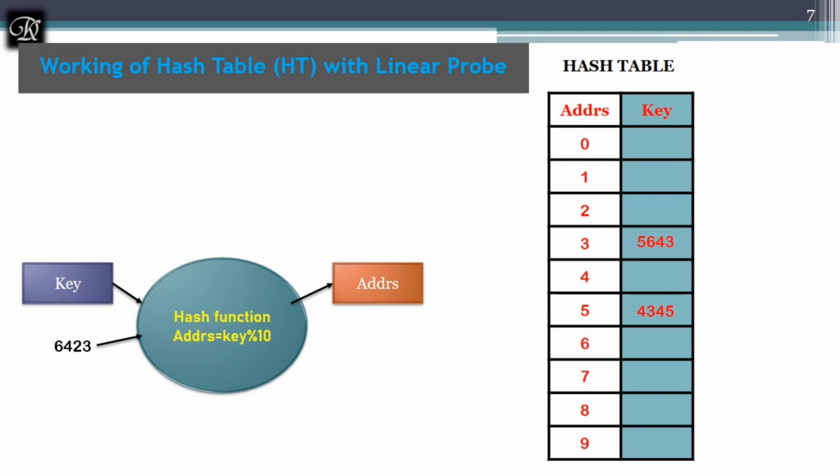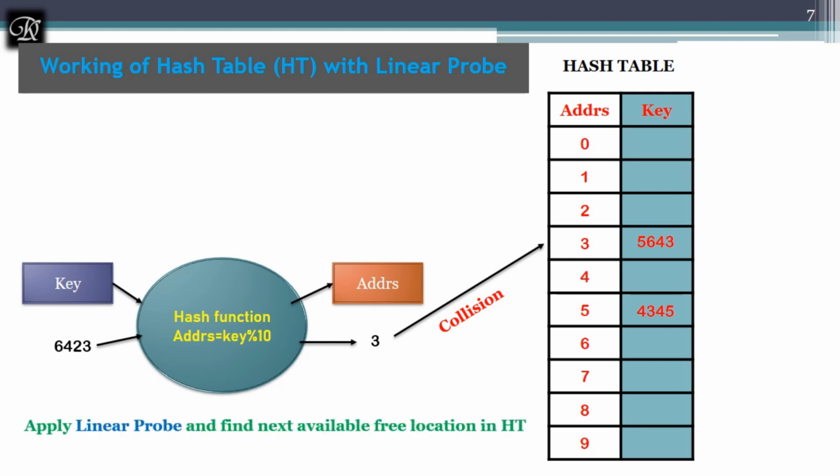Next, let's check for a collision. The key is 6423, the address is 3, where location 3 is already occupied by 5643, which was our first entry. So how do we avoid this? We'll apply a linear probe algorithm, which is responsible for finding the next available free location. Which is the next available free location here? The 4th address is the next available free location, so we are going to enter 6423 there.